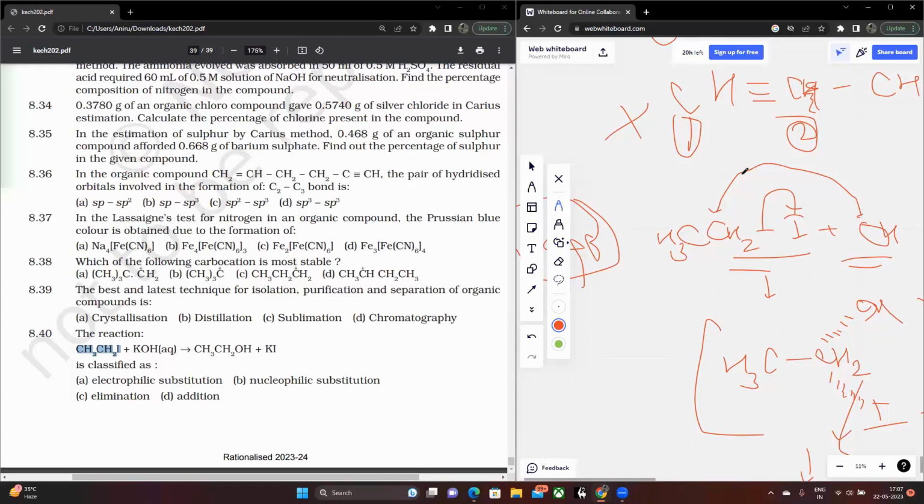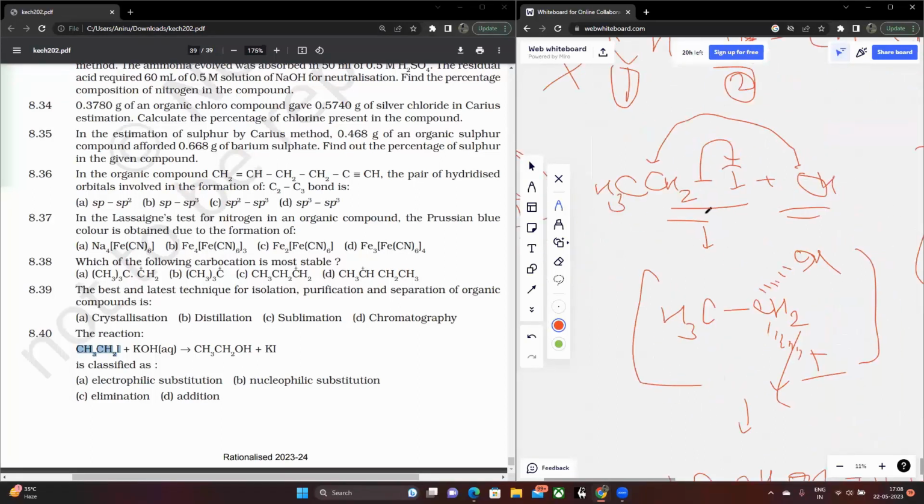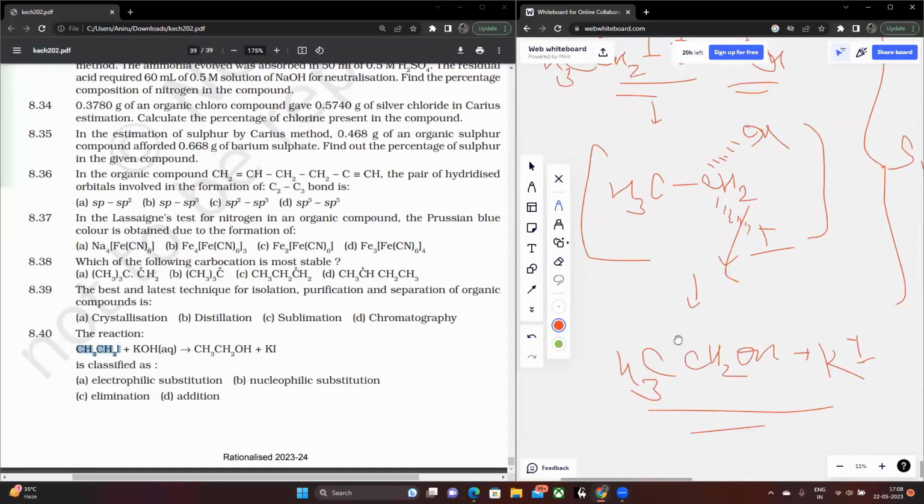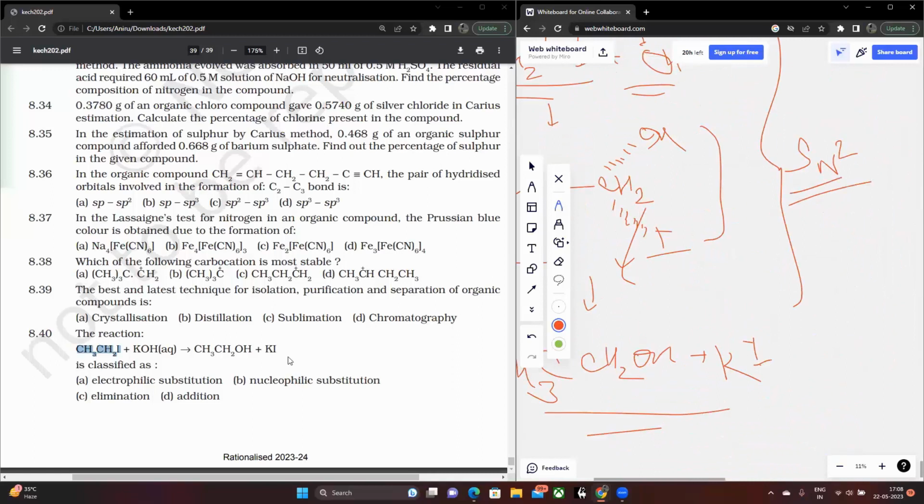Unless this OH minus comes and attaches over here, this bond cannot break, because the C-O bond is much stronger than the C-I bond, but the C-I bond is much more covalent, and so it can only undergo homolysis, not heterolysis easily, right? The influence of this OH minus is needed for this to undergo heterolytic cleavage, and that is why this intermediate component is formed, right? Since this is SN2, this is an example of nucleophilic substitution. So B is your answer.